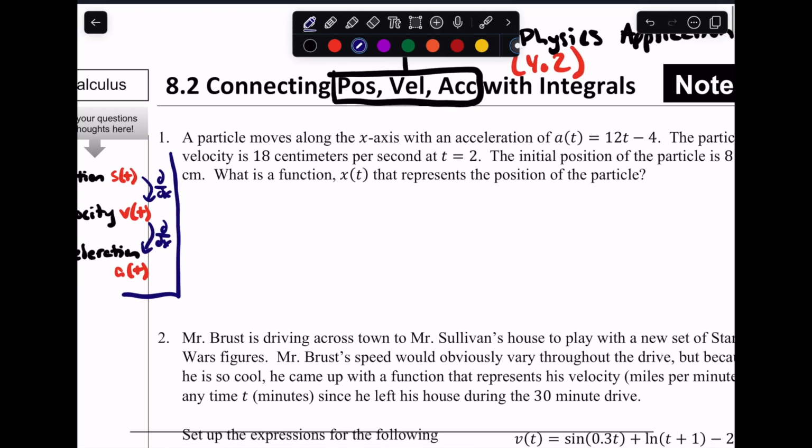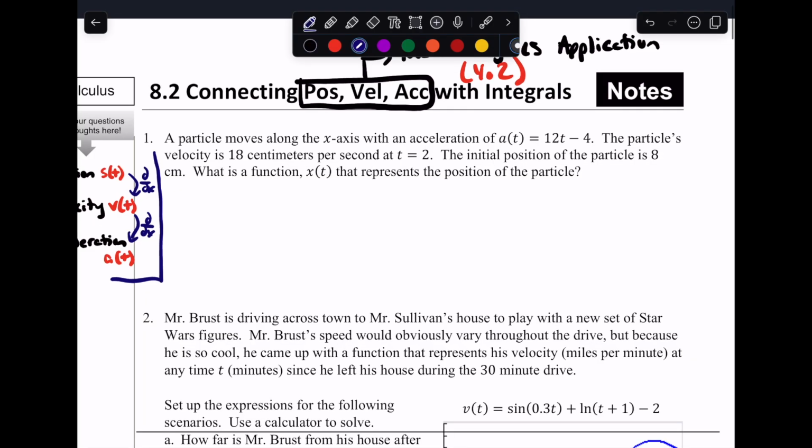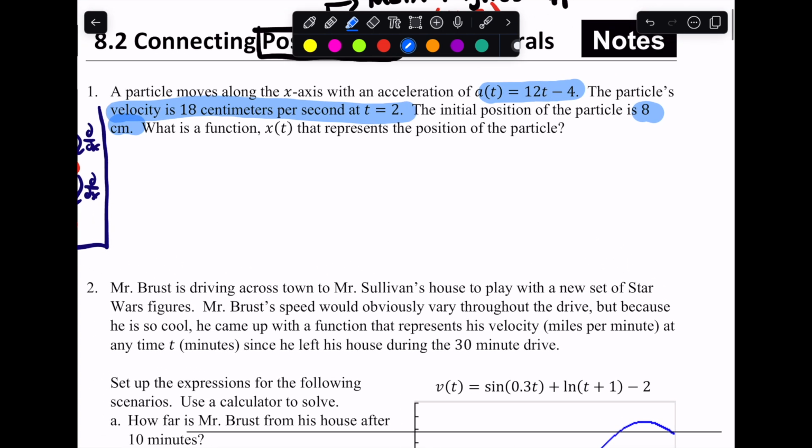Problem number 1 says a particle moves along the x-axis with an acceleration of a of t equals 12t minus 4. The particle's velocity is 18 centimeters per second at t equals 2, and the initial position of the particle is 8 centimeters. What is a function x of t that represents the position of the particle? I'm going to need some space, so I'm going to split this up into two areas in order to show my work.